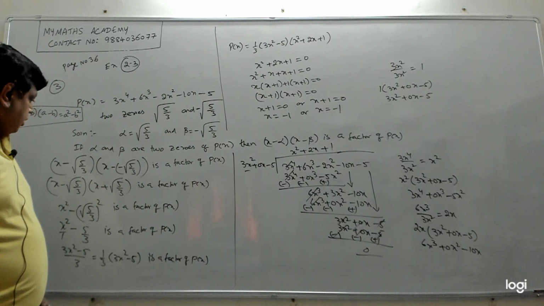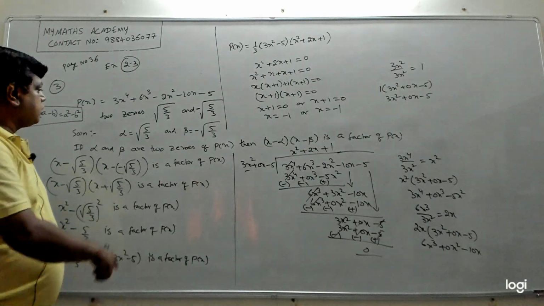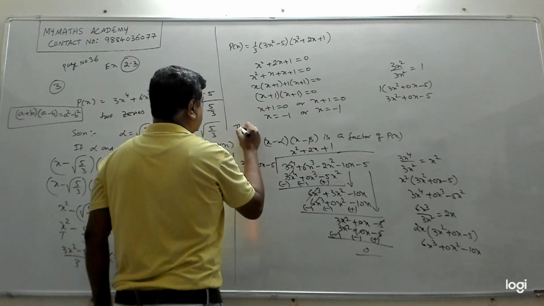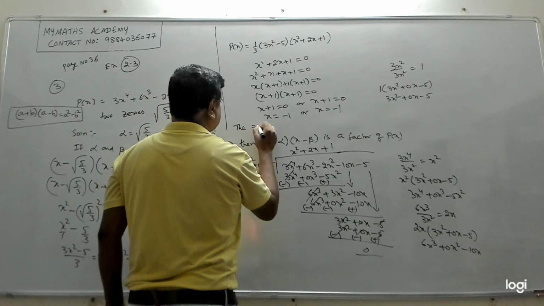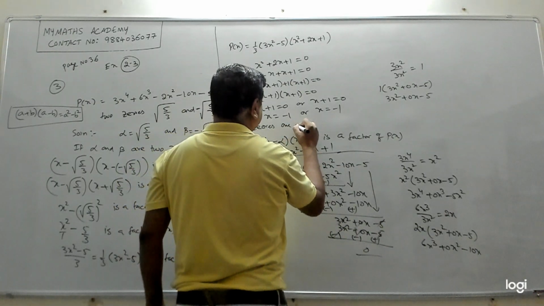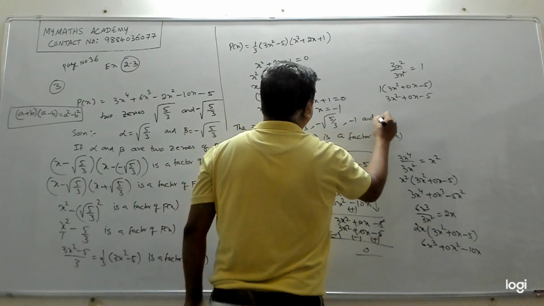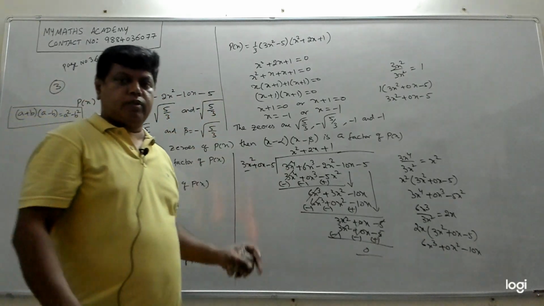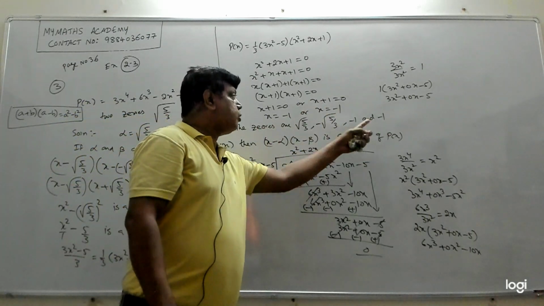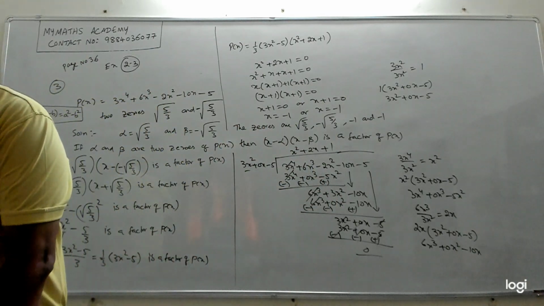Therefore, we have found all the four zeros: first zero, second zero, third zero, fourth zero. The zeros are root 5 by 3, minus root 5 by 3, −1 and −1. −1 is coming two times, so it's the same zero. Totally there are four: 1, 2, 3, 4. So we have found all the four zeros of this polynomial.